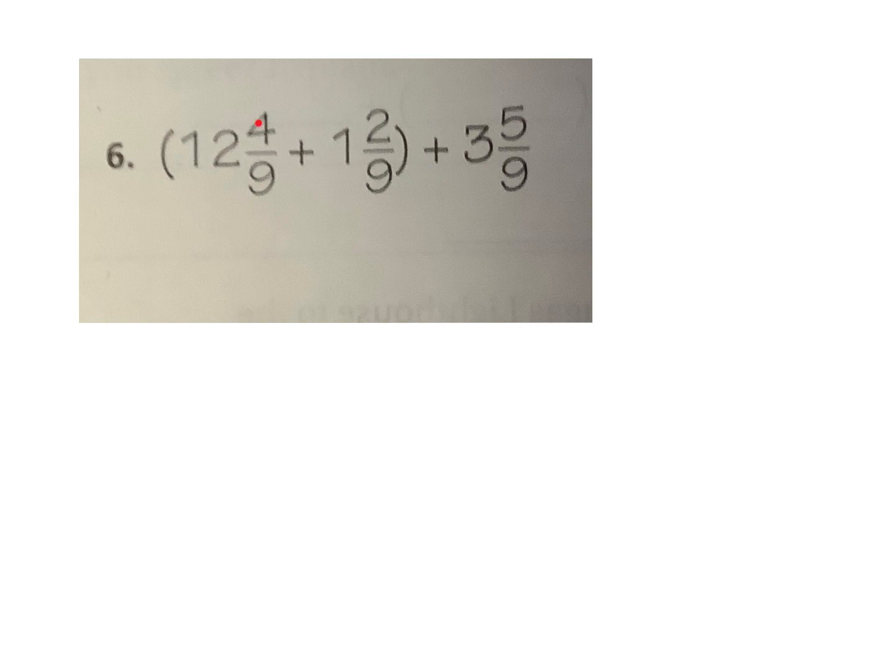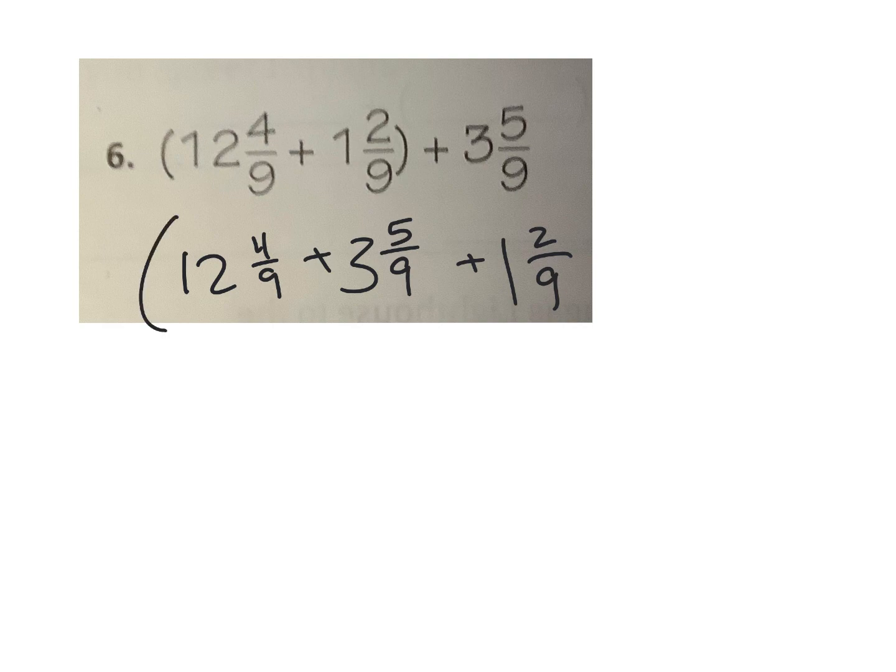And I'm seeing 4/9, 2/9, and 5/9. 5 plus 4 is 9, so I can get 9/9 out of that. So I will do that there. I will move the 3 and 5/9 next to it, move the 1 and 2/9 to the end. Commutative property of addition, let me do that. Associative property of addition lets me regroup, so I do that first. 4/9 plus 5/9 is 9/9, which is 1. Then I have 2, 3, 4, and then 4 plus 12 is 16.